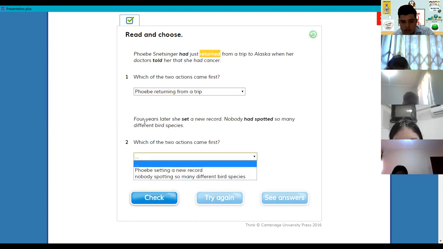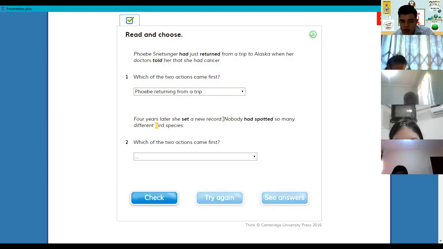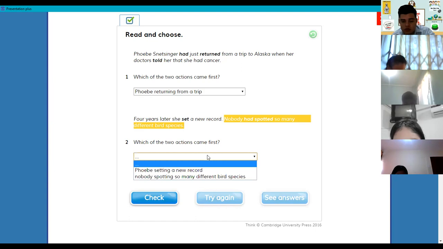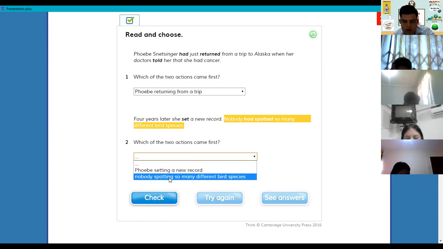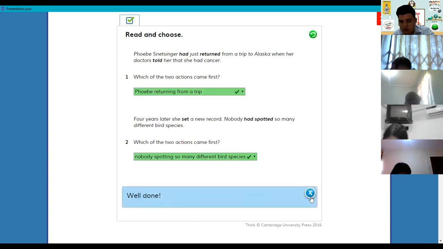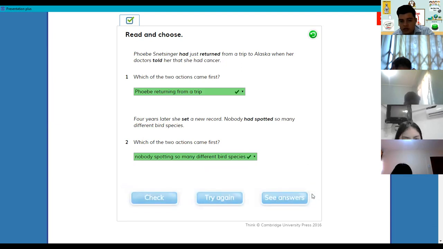It's the same with the next sentence. 4 years later, she set a new record. So over here, we don't have the word had. Then we have another sentence: nobody had spotted so many different bird species. So this sentence is the first action, the first situation. So then, which of the two actions came first? Setting a new record? No. Nobody spotting so many different bird species? Yes. So that's the correct answer, okay?